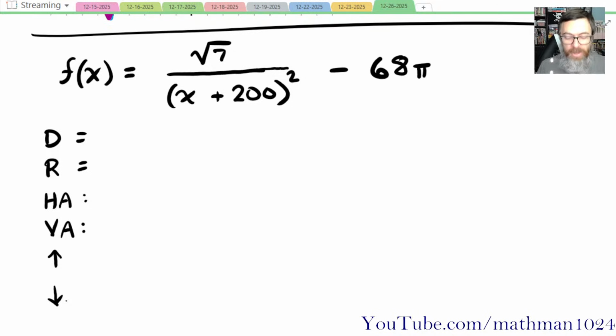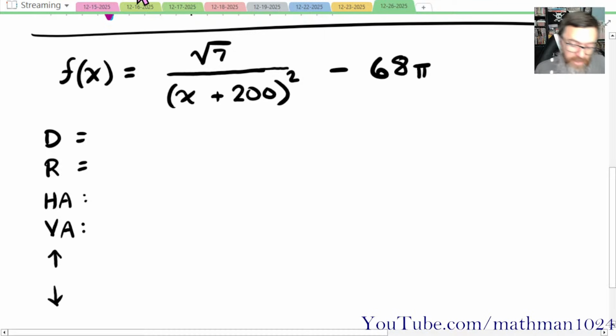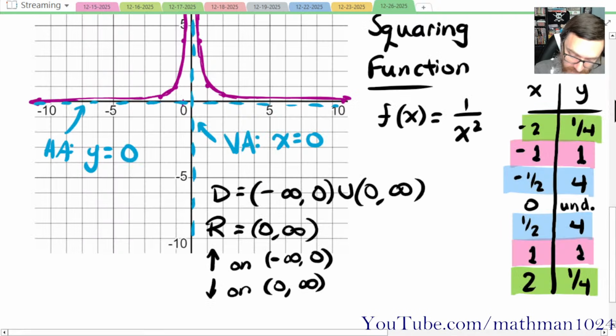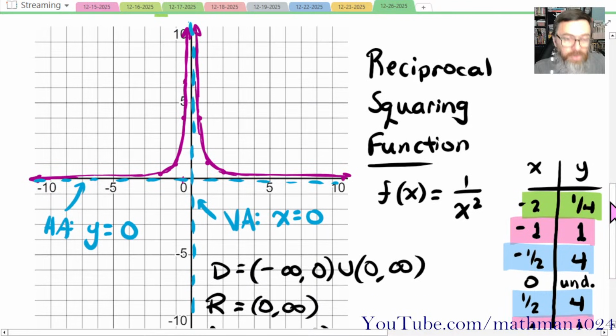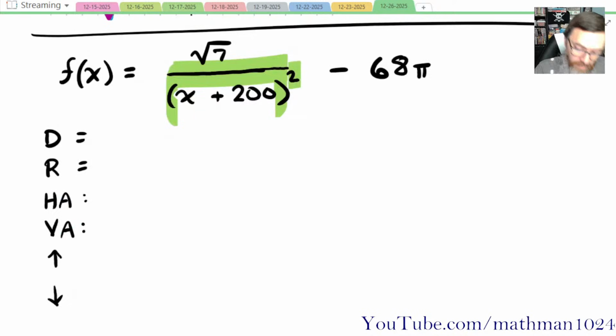So first, let's talk about what's going on here. Let's talk about our shape. Your shape is going to be coming from the fact that you have parentheses squared and it's in the denominator. So it means we're talking about this basic shape right here, your reciprocal squaring function. We're taking that guy. All right, and what are we doing with it? Well, we're going to be shifting it, right?